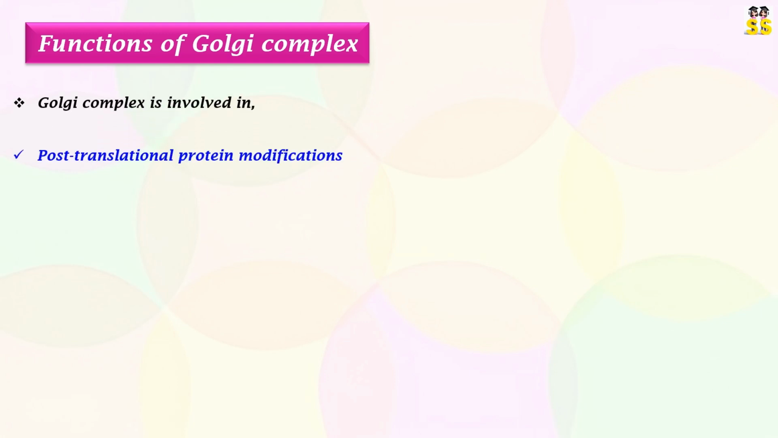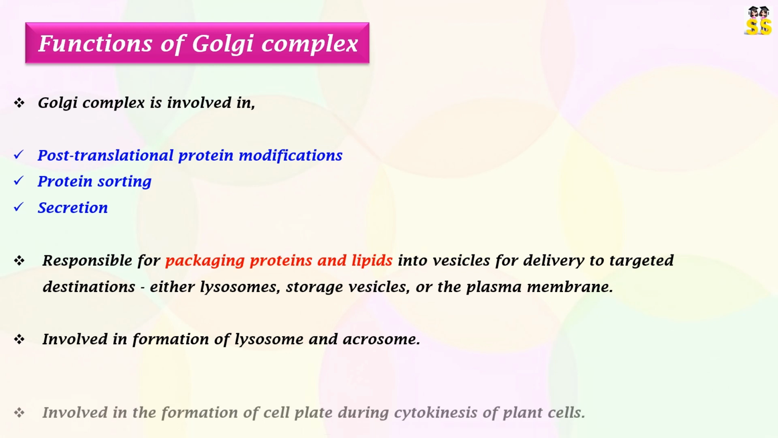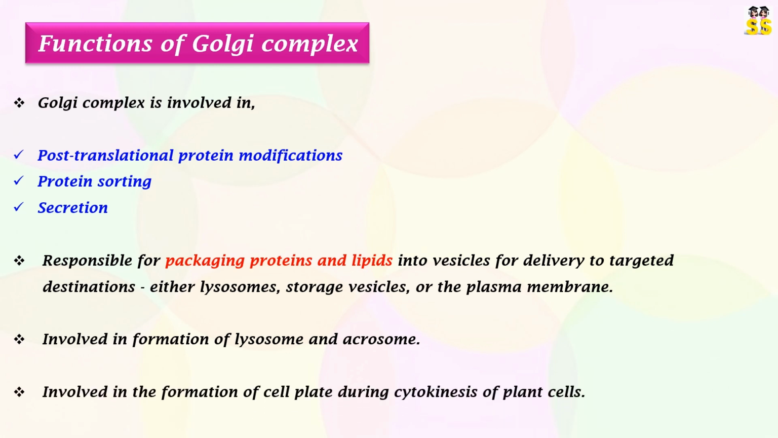Functions of Golgi complex. It is involved in post-translational protein modifications, protein sorting, and secretion. Responsible for packaging proteins and lipids into vesicles for delivery to targeted destinations, either lysosomes, storage vesicles, or the plasma membrane. Involved in formation of lysosome and acrosome. Involved in the formation of cell plate during cytokinesis of plant cells.